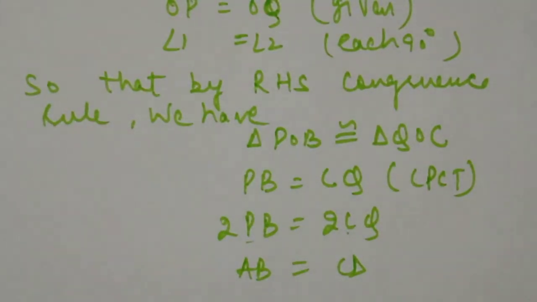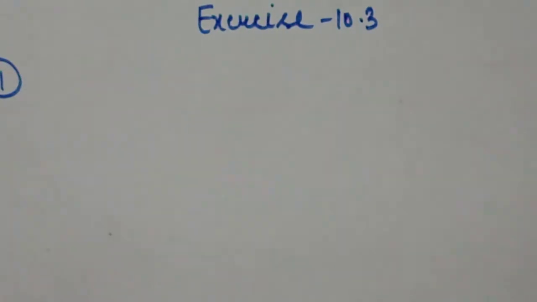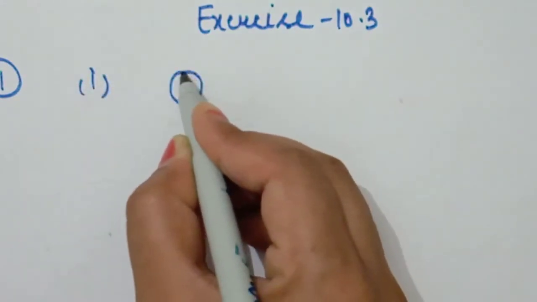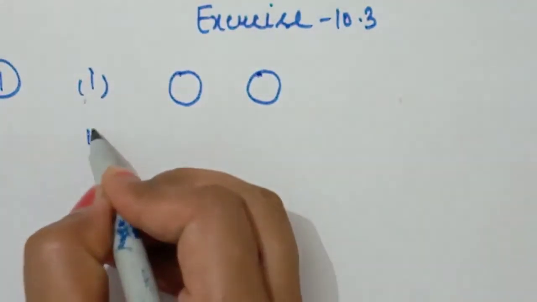Now questions of exercise 10.3. The first question of exercise 10.3 is: draw different pairs of circles. How many points does each pair have in common? And the third part of the question is, what is the maximum number of common points? So students, first of all, we have to draw different pairs of circles. So first pair, this is a circle, this is also a circle. This is a pair of circles.